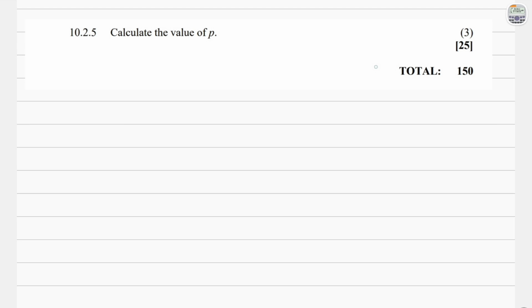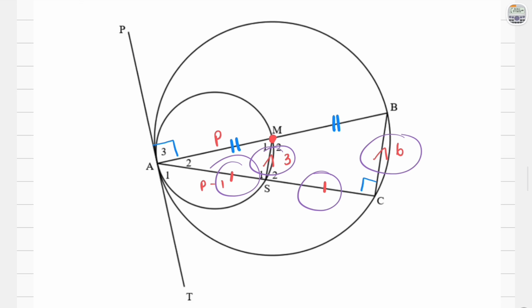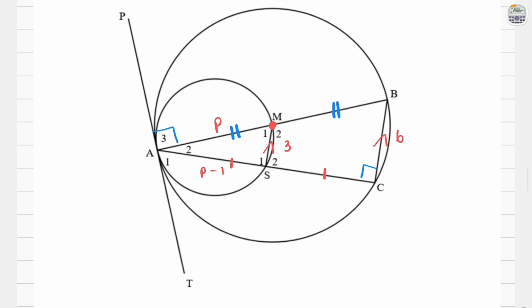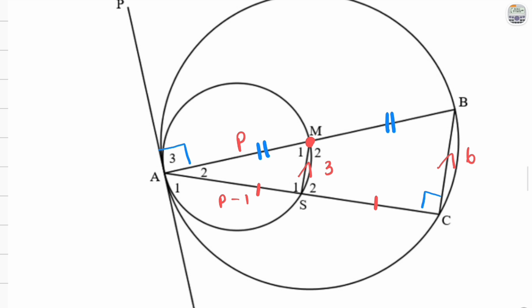And then finally, question 10.2.5, the last question for this paper says, calculate the value of P. So let's look at P. To find P, let me just remove these. We don't need this anymore. How can we find P? P is part of this triangle here. We can just focus on this triangle then, this triangle over here.